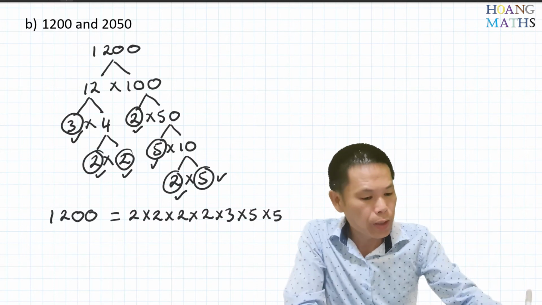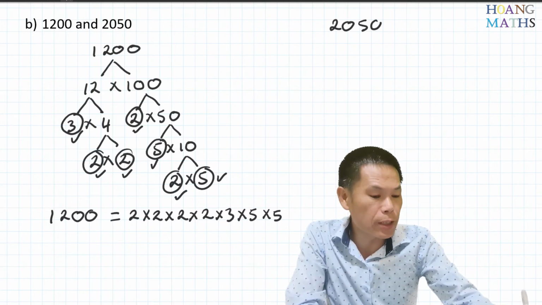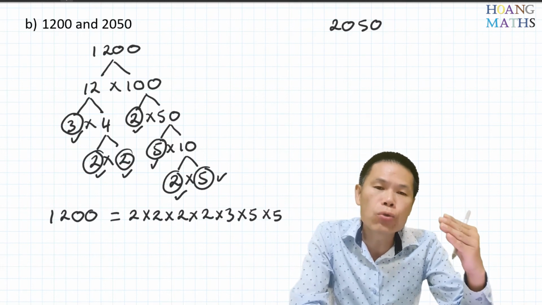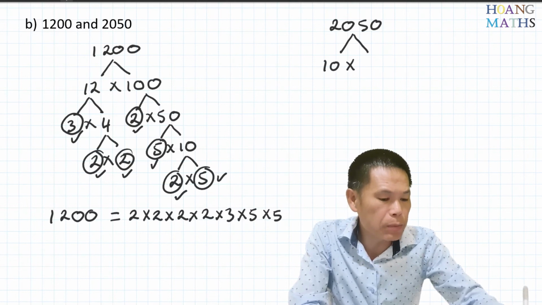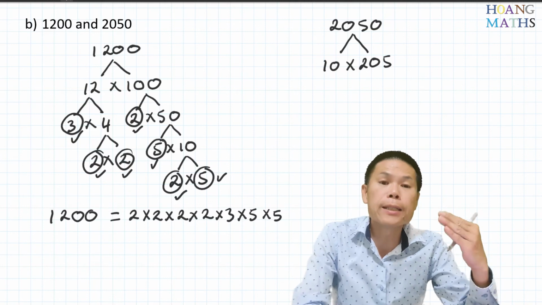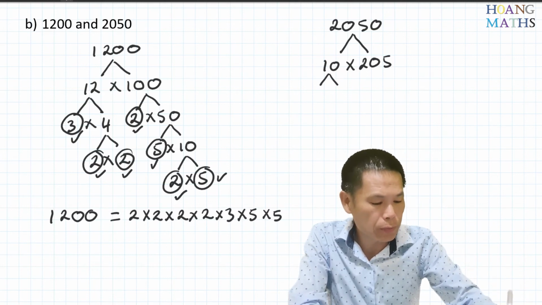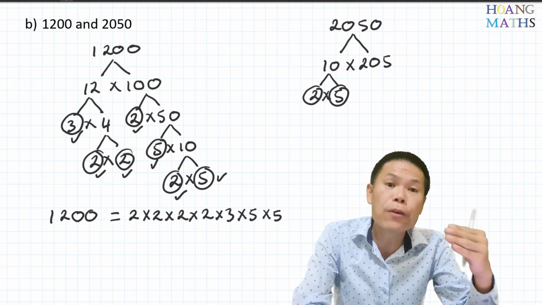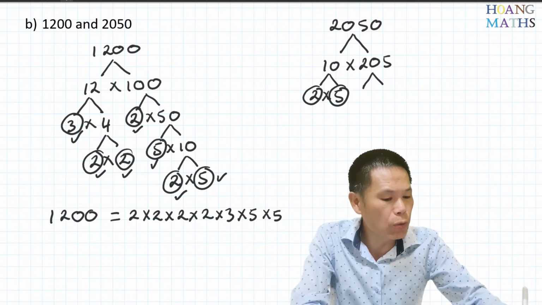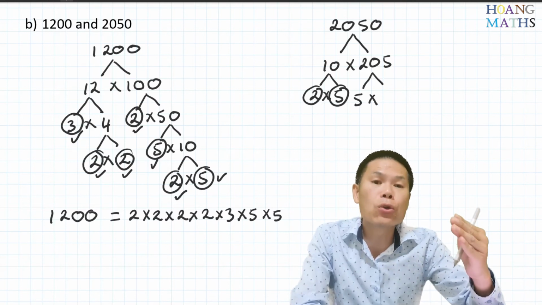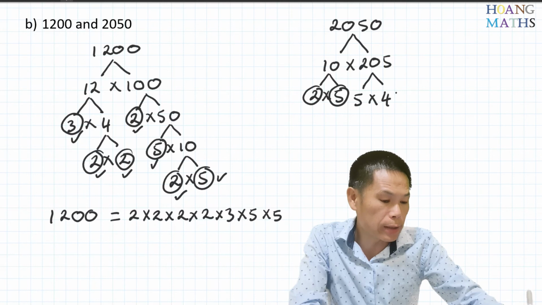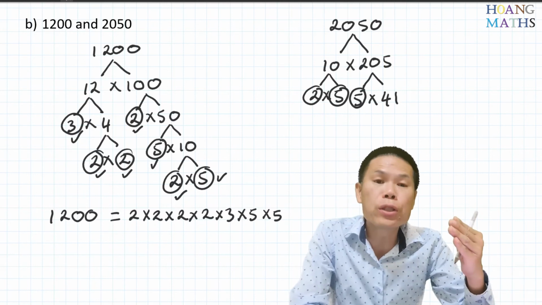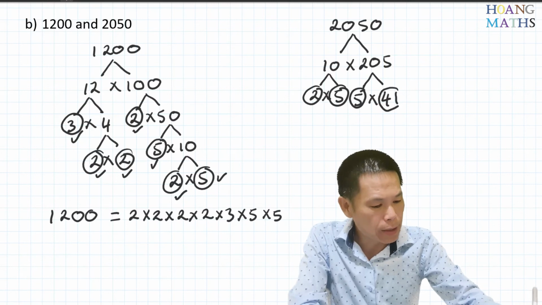And then next one is 2050. So 2050 is equal to 205 times 10. So just split this out. So 10 times 205. Then 10 is 2 times 5. So this is prime and this is prime. Now 205 is divisible by 5. So which is equal to 5 times. Then 5 go to 20 is 4 times. And then 5 go to 5 is 1. So this is a prime. And 41 is a prime number. Okay. So this is it.